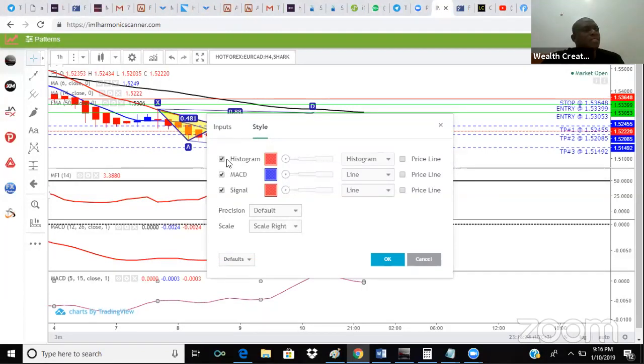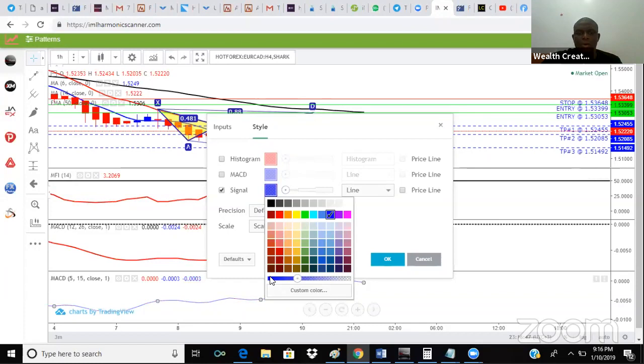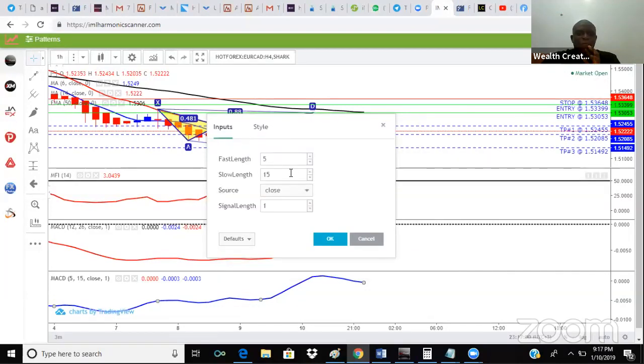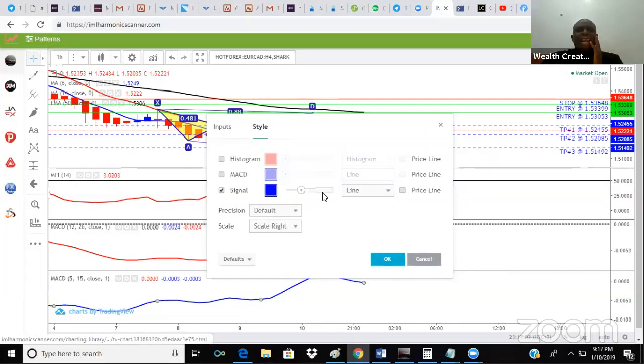So on this, you will uncheck histogram, you will uncheck MACD, change the signal to blue. I'll tick it, make it bolder. Nothing else, guys. Nothing else. 5, 15, 1. The style is blue. Then click on OK.